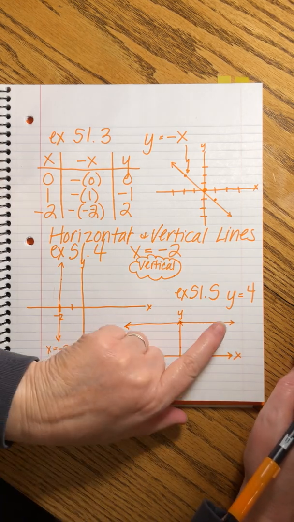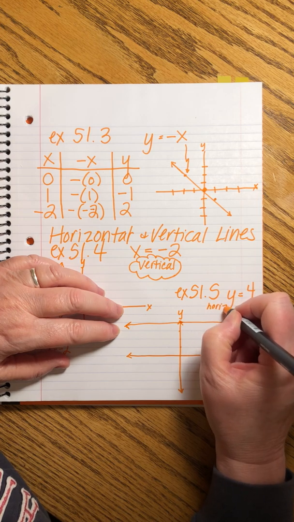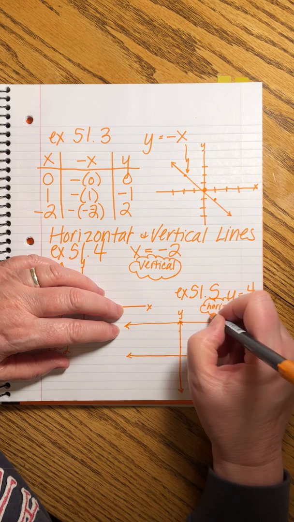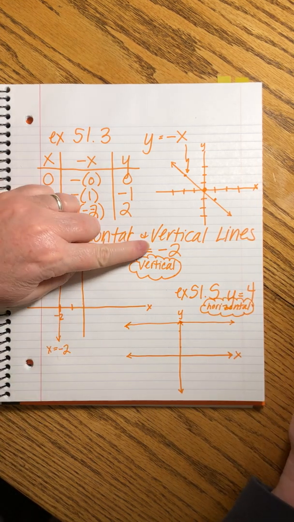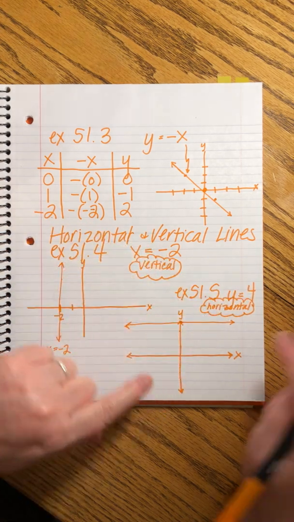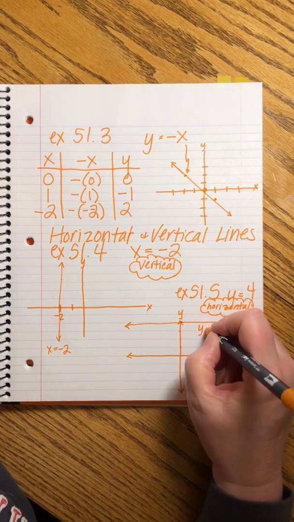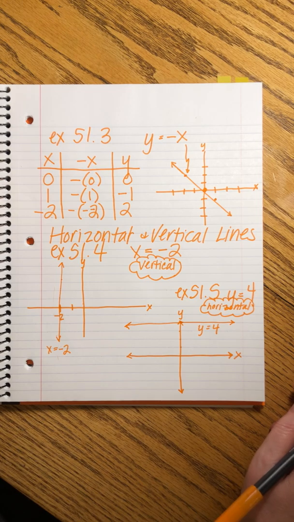All right, so this style of equation will give us a horizontal line. When it's x equals, that's vertical. When it's y equals, it's horizontal, right? This is horizontal, this is vertical. I'm just going to write this here by it so we know the name of it. You don't have to memorize that, although if it sticks in your brain, that's good.